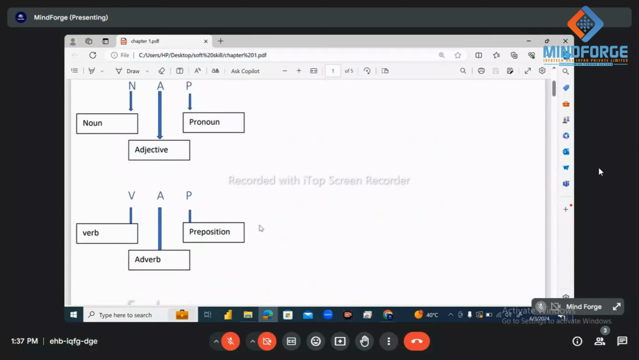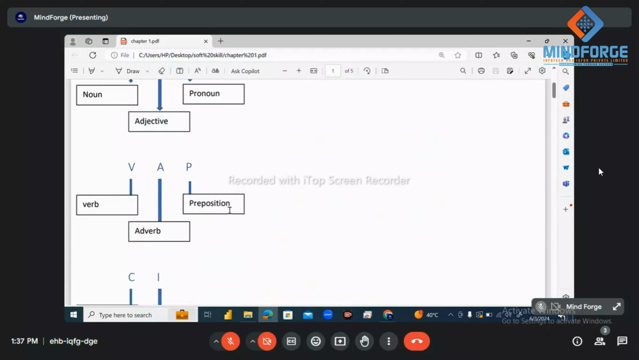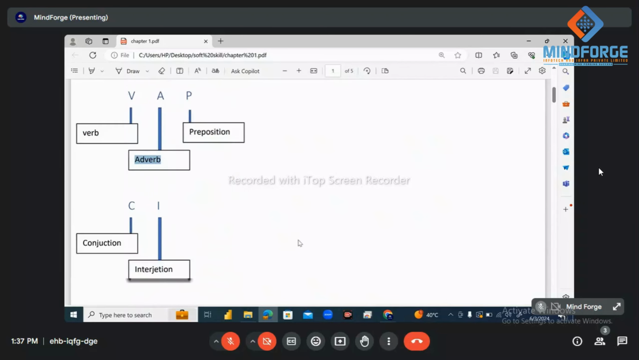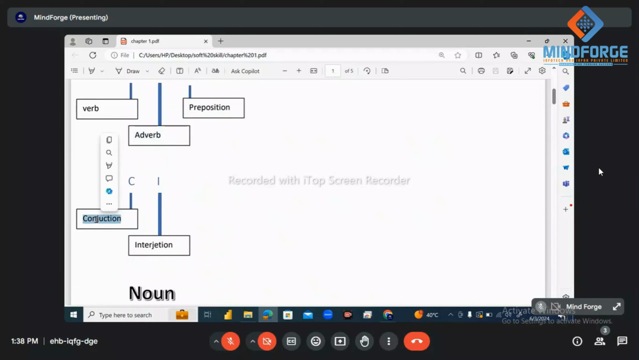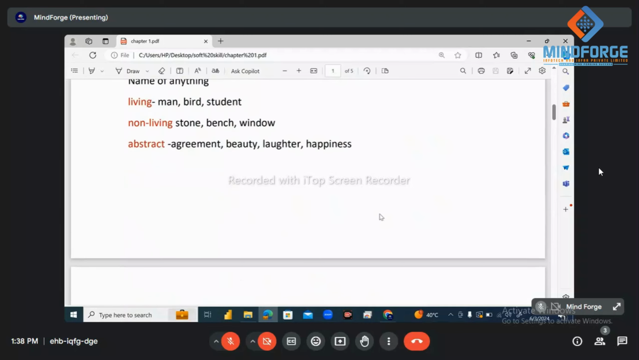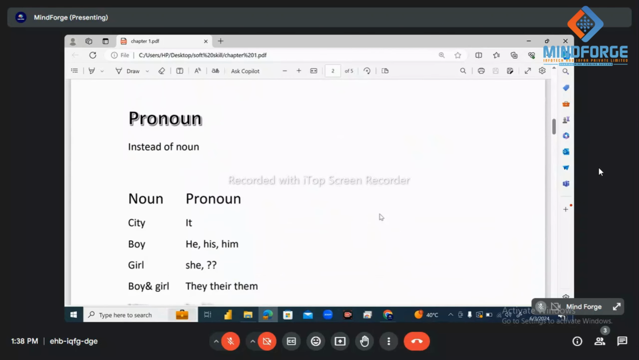Okay. Let's discuss verb, adverb and preposition. What is verb? The word which is showing us the action. Preposition. Then adverb, telling more about the verb. Conjunction means a word which is used to join two different words, sentences and phrases. Interjection. This is what? The expression of feelings, right? So we have revised all the things we have discussed, that is, parts of speech in English.